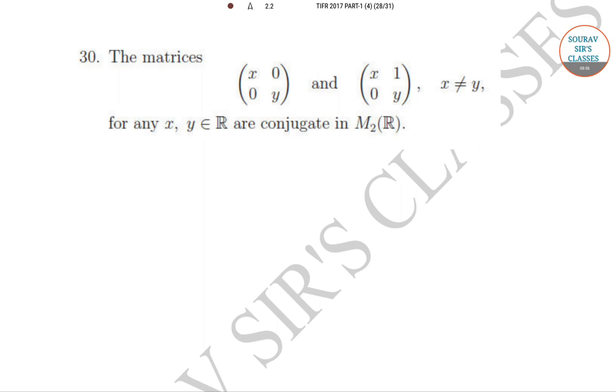Now let's do the next question, which is question number 30. In question number 30, it has been said that the matrices x 0 0 y, x 0 0 y and x 1 0 y, where x not equal to y for any x, y belonging to real numbers, are conjugate in M2R.